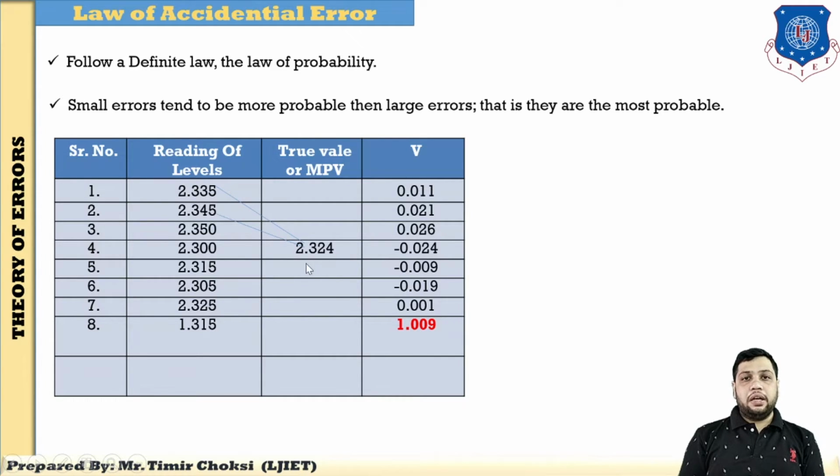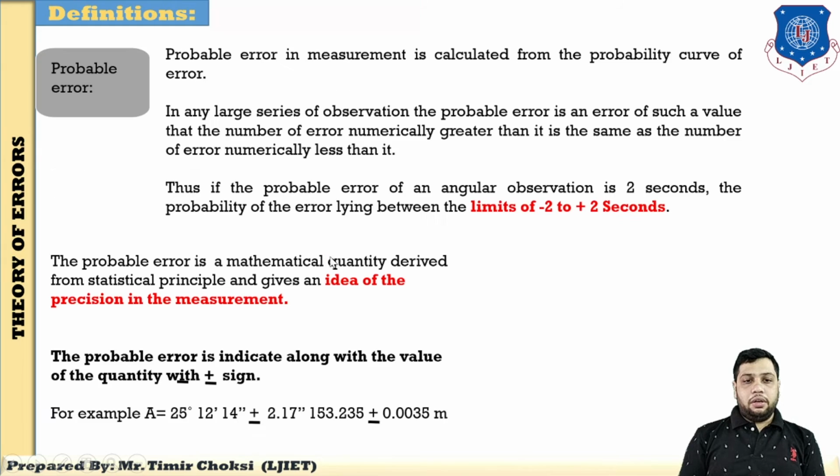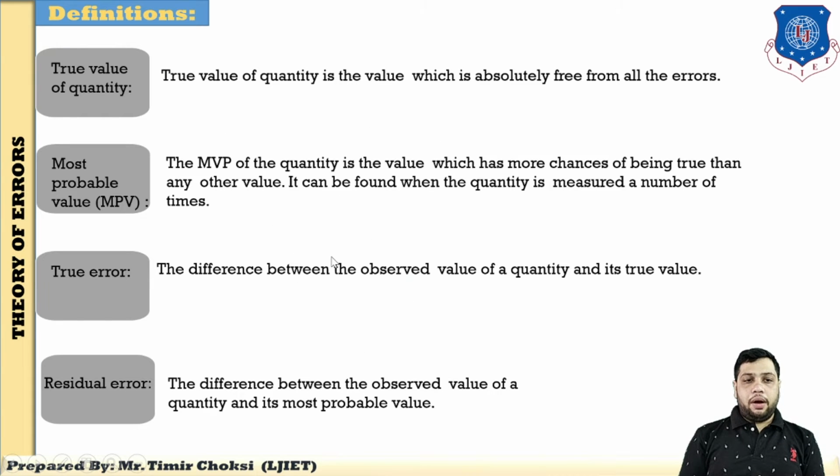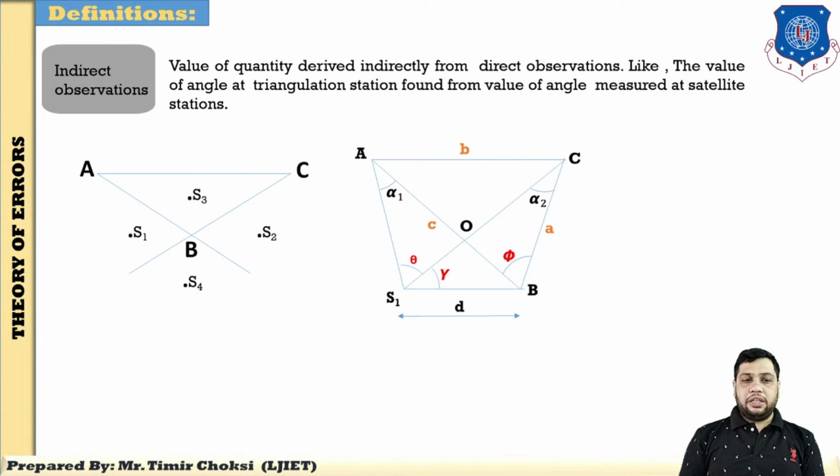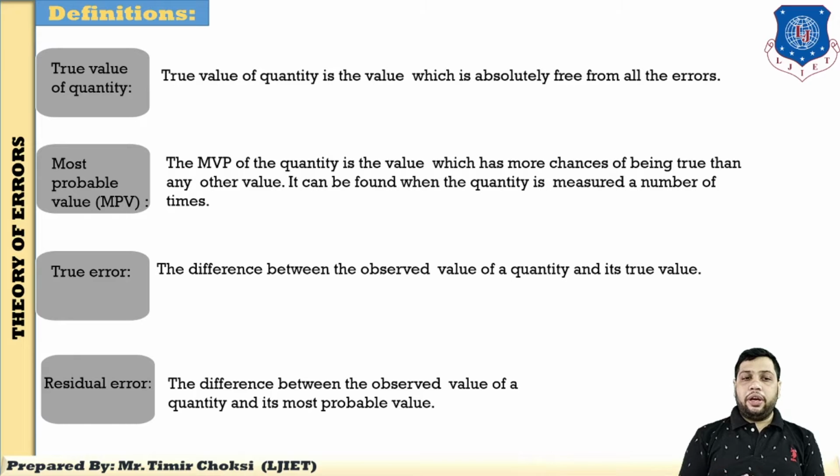So this is called a residual error. This is the technical definition. I will repeat these terms: direct observation, indirect observation, condition equation, true value of quantity, most probable value, true error, and residual error. So these are all the technical definitions.